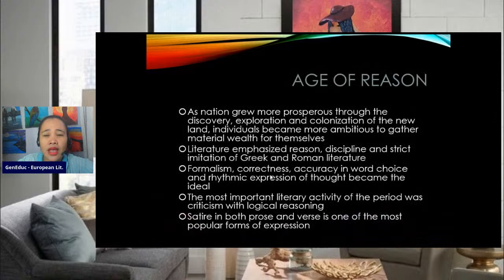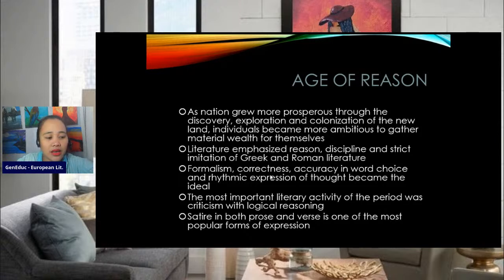So, Age of Reason: as nations grew more prosperous through the discovery, exploration, and colonization of the new land, individuals became more ambitious to gather material wealth for themselves. So literature emphasized reason, discipline, and strict imitation of Greek and Roman literature. Formalism, correctness, accuracy in word choice, and rhythmic expression of thought became the ideal. The most important literary activity of the period was criticism with logical reasoning.